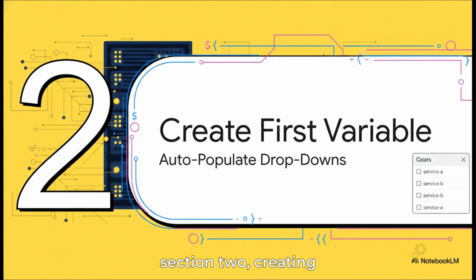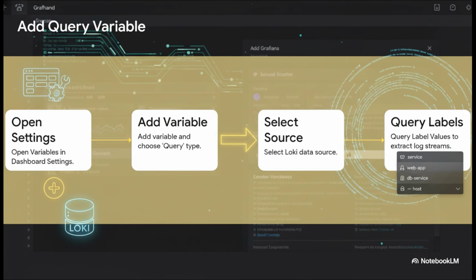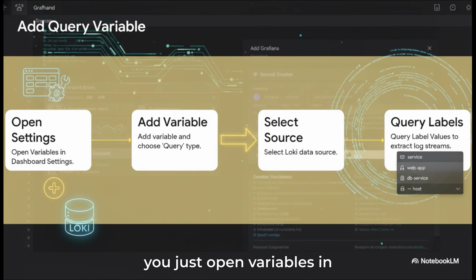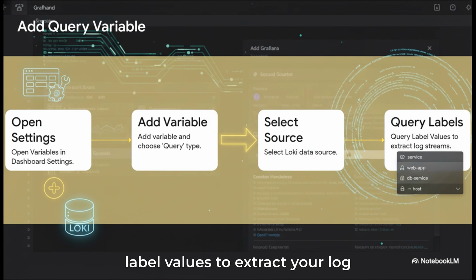Moving right along to section 2, creating your first variable, where we'll auto-populate dropdowns using Loki labels. Let's take a look under the hood and see exactly how to pull that dynamic data from Loki. Honestly, it's an incredibly straightforward workflow. Step 1, you just open variables in your dashboard settings. Step 2, click Add Variable and pick that query type we just talked about. Step 3, select Loki as your data source. And finally, step 4, you query your label values to extract your log streams.